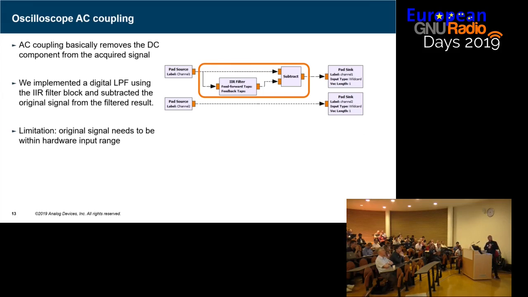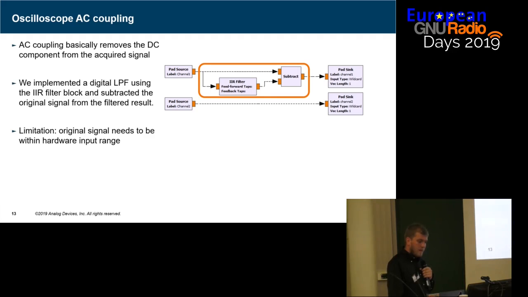AC coupling is also a feature that we have. We don't have physical AC coupling, we have digital AC coupling, and what this means is that we implemented a digital low-pass filter to get the signal that we want to filter out, and we subtract the two signals in order to get the filter result. However, there's a limitation as opposed to physical AC coupling. The original signal needs to be within the hardware input range.